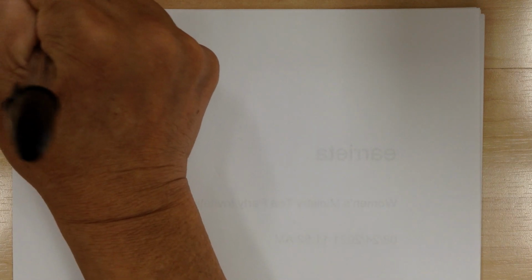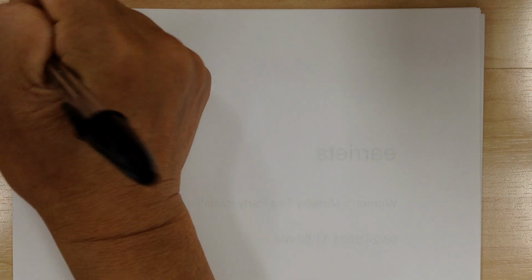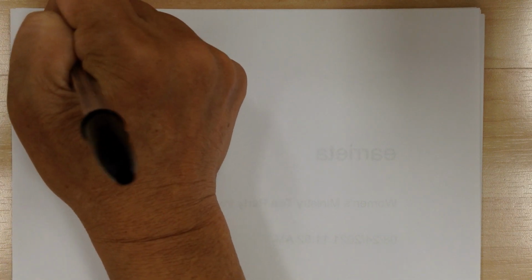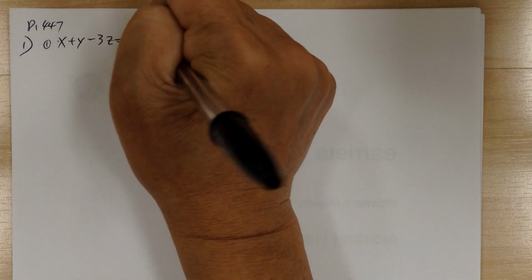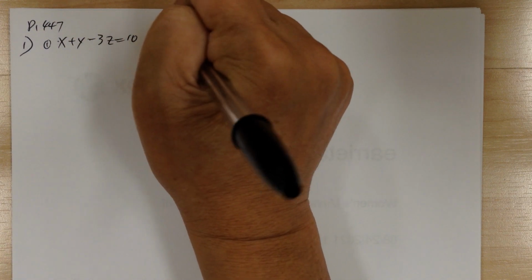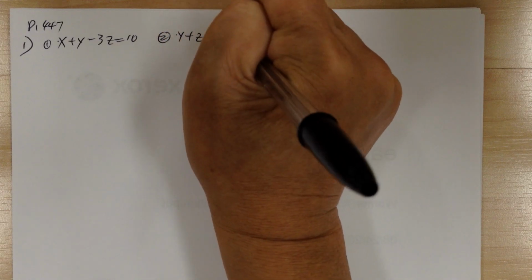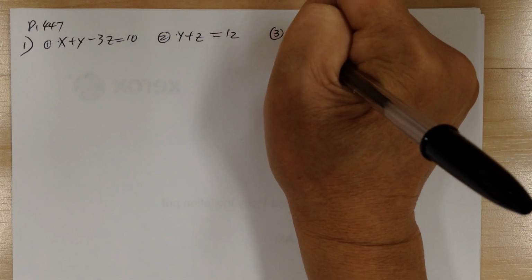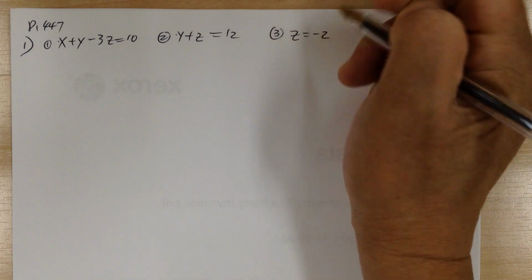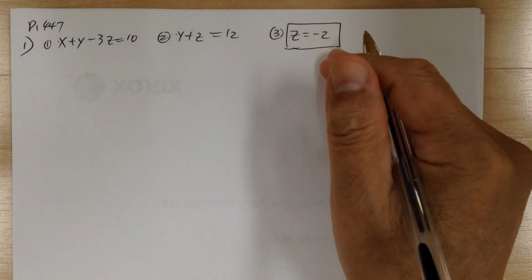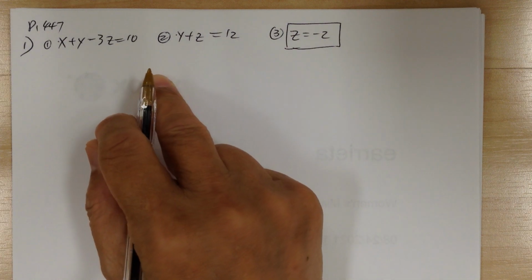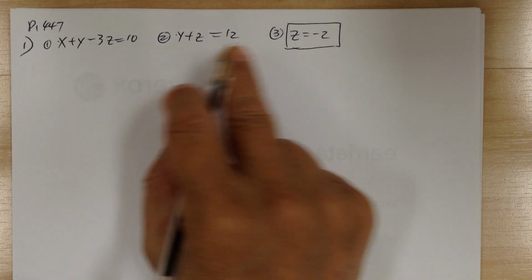Let's go to page 447 and start with number 1. So equation 1, you have x plus y minus 3z equal to 10. Equation 2, you got y plus z equal to 12. Equation 3, you get z equal to negative 2. Okay, so this is kind of nice because you already know one of the variables. So this is a triangular system. Okay, so it's very easy. Then you just work backward.